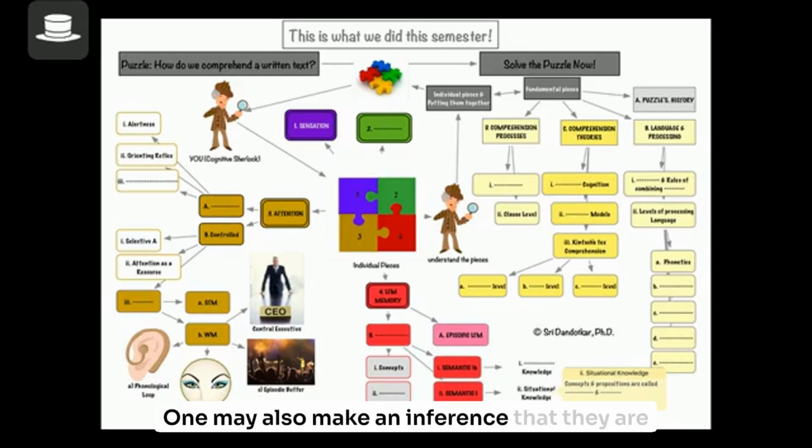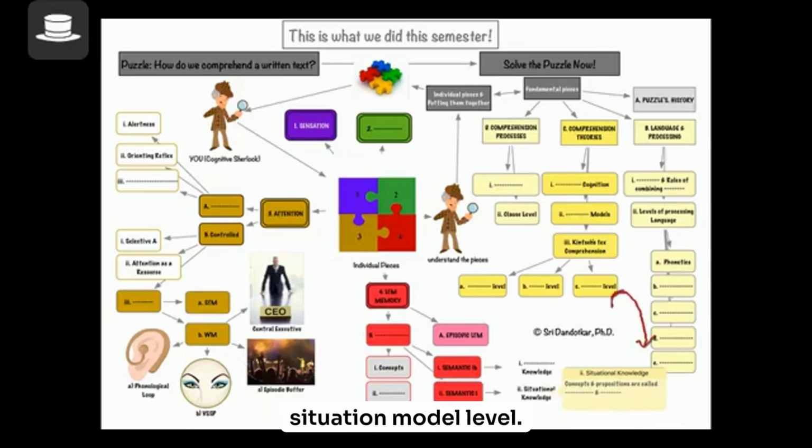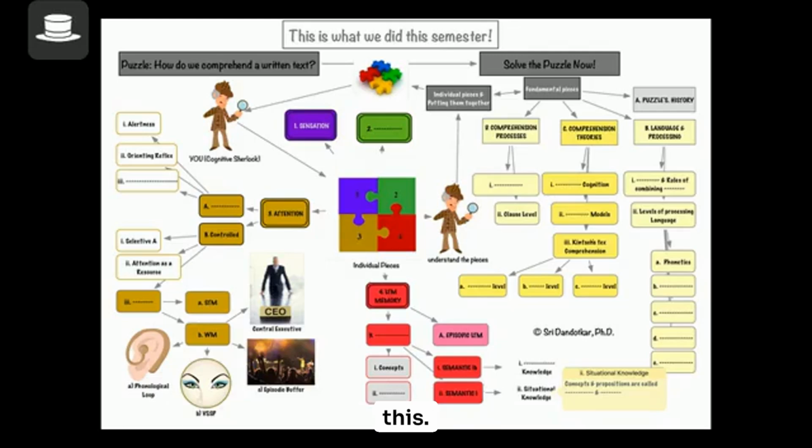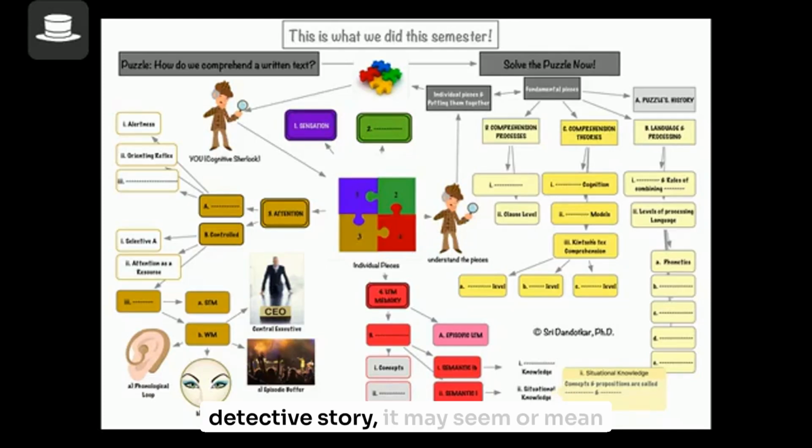You may also make an inference that they are probably in an airplane, which again is an inference that was not directly stated in the sentence. So those kinds of inferences are made and incorporated in the representation at the situation model level. Then we also talked about the belief level. The belief here refers to the beliefs you have as a reader about the author and the purpose of writing. Why do you think the author is writing this? In a general sense, it is the context in which it is written. If it is written in the context of a detective story, it may mean something different. If it's written in the context of, let's say, fiction, that could mean something else. So the context in which it's written, the genre it belongs to, may also act as a context.